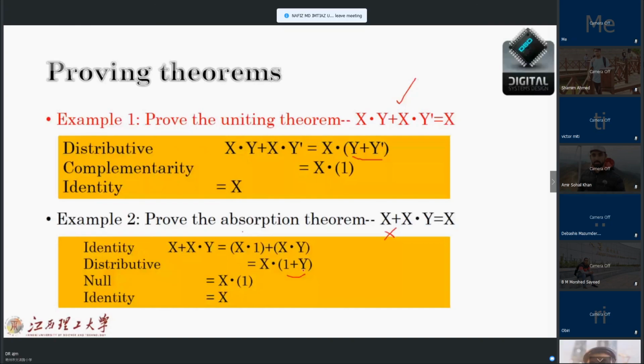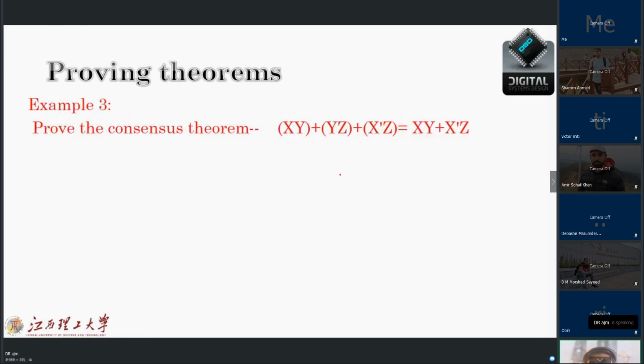These two examples are based on the algebraic way. We can show two types: one with the gates that we learned, and one based on the algebraic rules. Okay, we want to prove xy plus yz plus x bar z. We want to start to write how we should start from this part, or how we can have the proof.